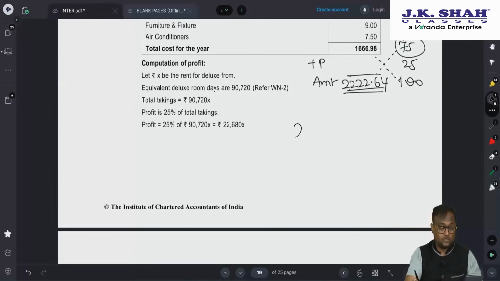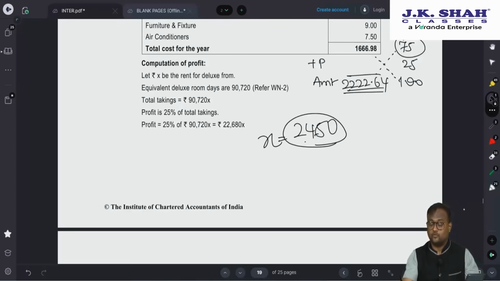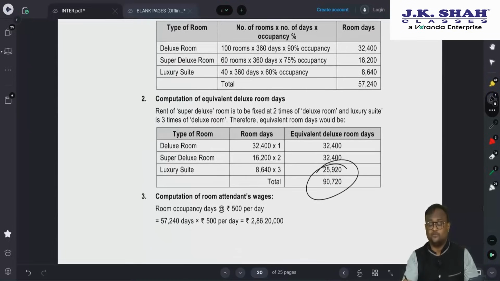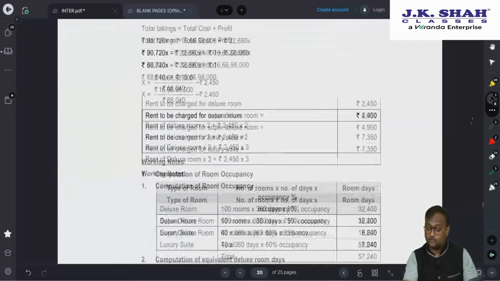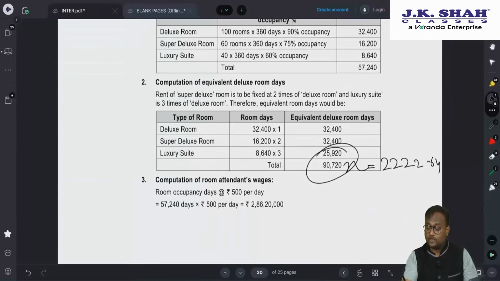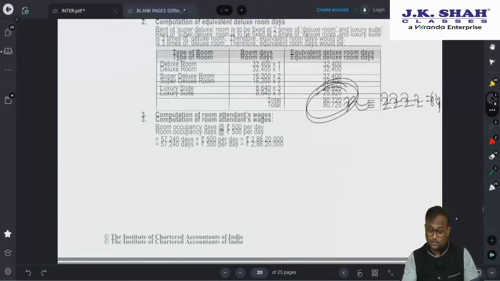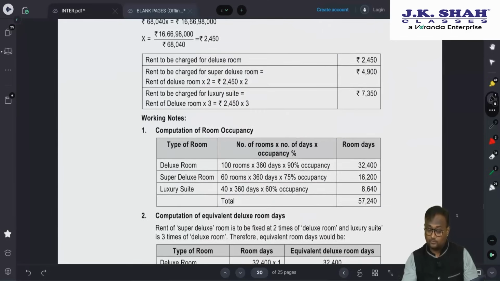The answer will come in lakhs, so that will give you 2450. Your answer will be in lakhs. So if your total collection, as we calculated it to be 90,720x, actually should be 2222.64, that will give you the value of x, and remember all these figures are in lakhs. So the value will be 2450, double, triple.